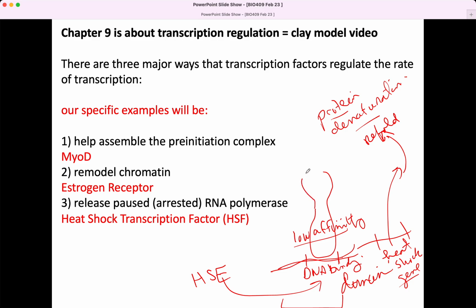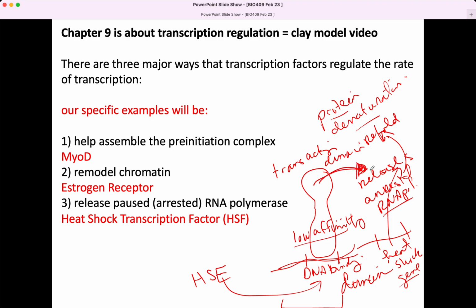And then it's going to have a transacting domain. And that transacting domain's function is to release the arrested or paused RNA polymerase. And scientists discovered this 30 years ago. And they still don't know, to the best of my knowledge, how this gets that done. And so we're not going to go into the details of this, because there's some data about it, but it involves describing other pieces of the transcription story, and it's not really well characterized. But definitely, low affinity DNA binding domain, then this transacting domain, okay?